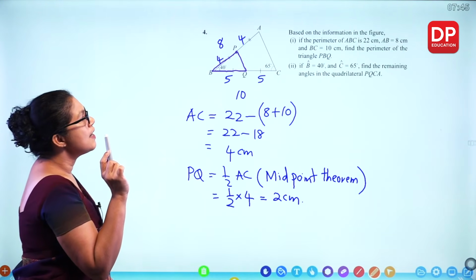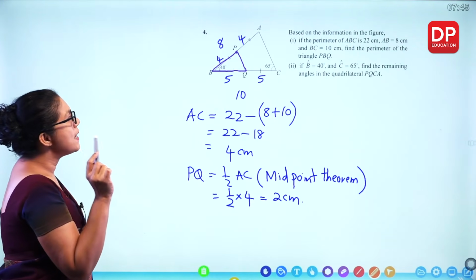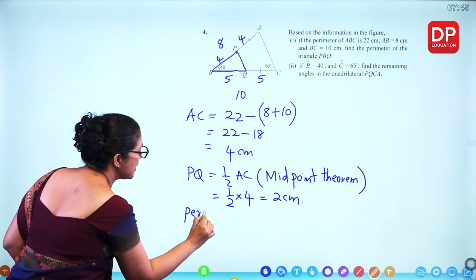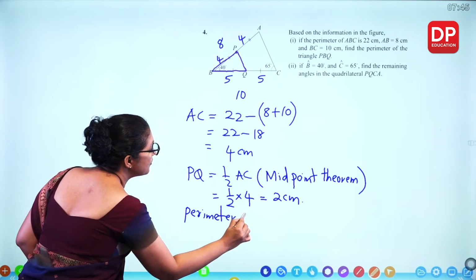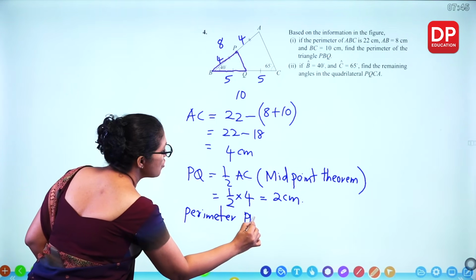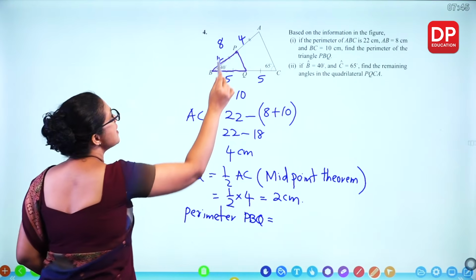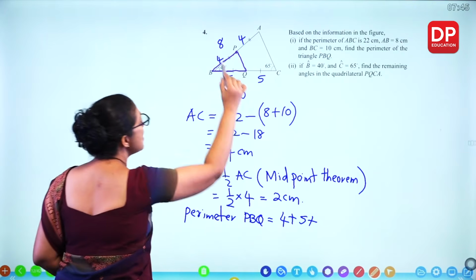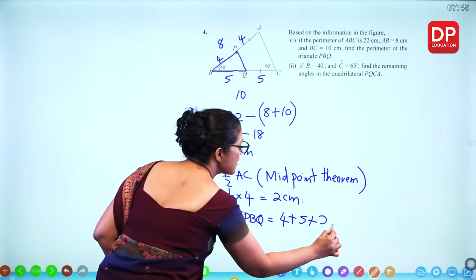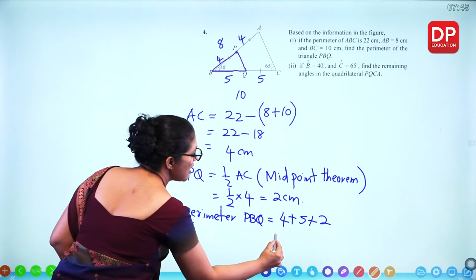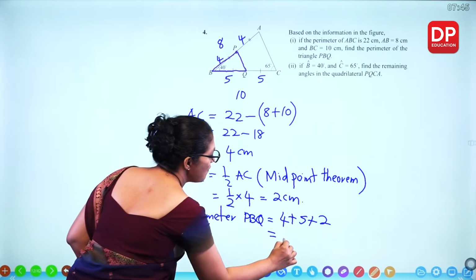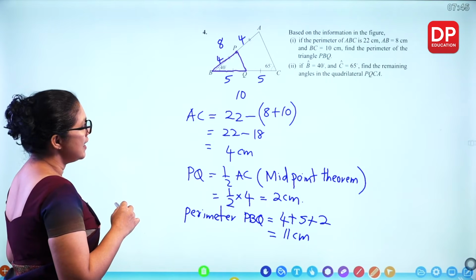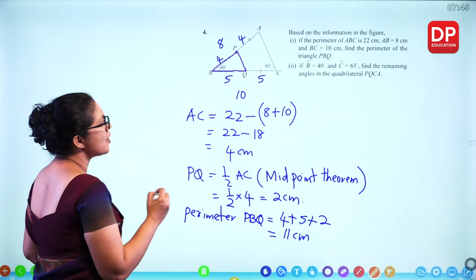Now we need the perimeter of PBQ triangle. So perimeter of PBQ triangle is, just add 4 centimeters plus 5 centimeters plus PQ length. We found that's 2. So the answer is 11 centimeters. 4 plus 5, 9. 9 plus 2, 11 centimeters. Then part 2.